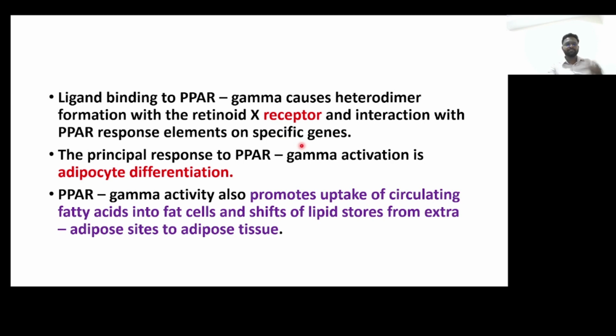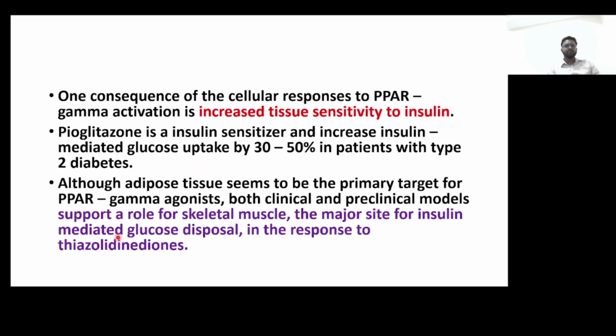So what is the primary response to PPAR gamma activation? It is nothing but adipocyte differentiation. PPAR gamma activity also promotes uptake of circulating fatty acids into the fat cells, and shifts the lipid stores from extra-adipose tissue to the adipose tissue. So what is the consequence of the cellular response to PPAR gamma activation? It is increased tissue sensitivity to insulin.